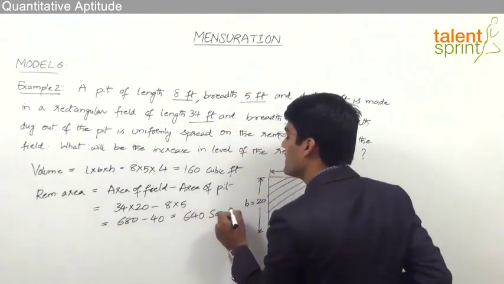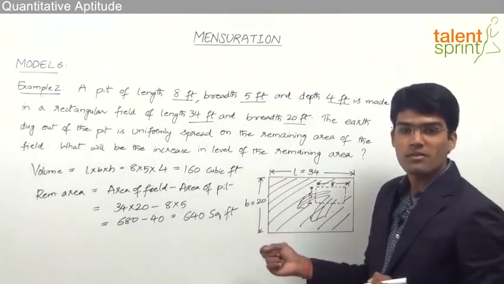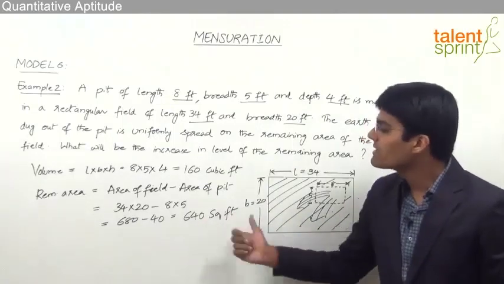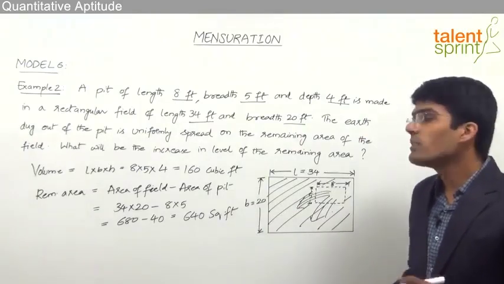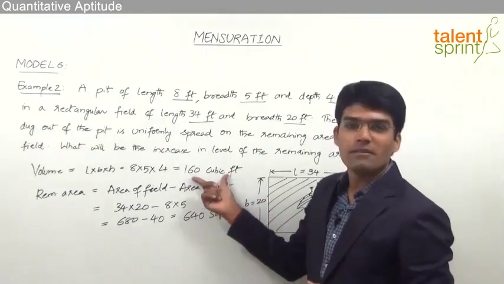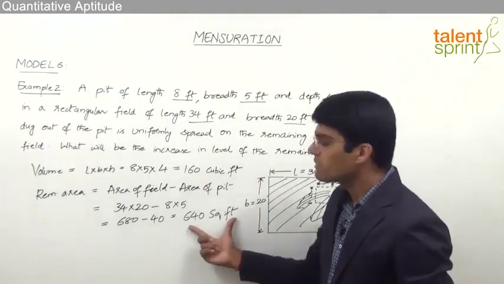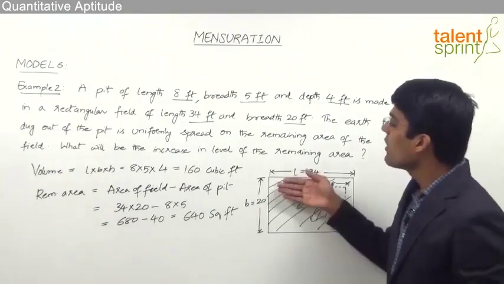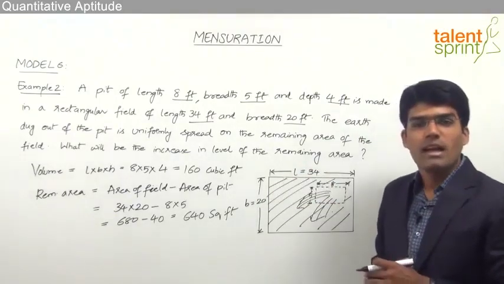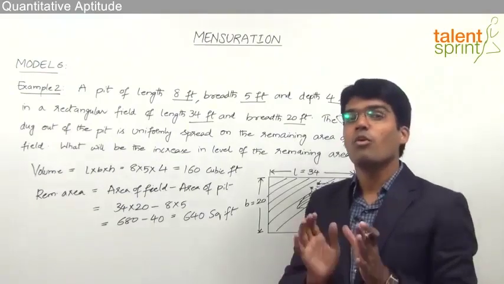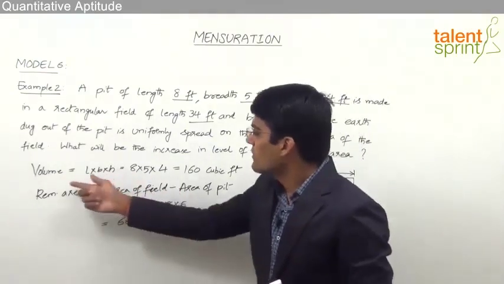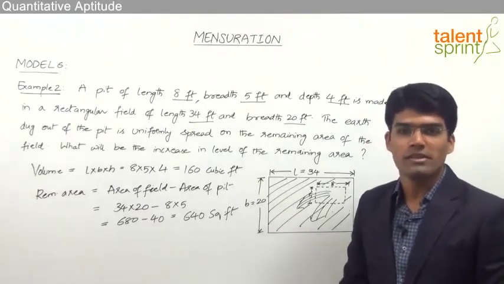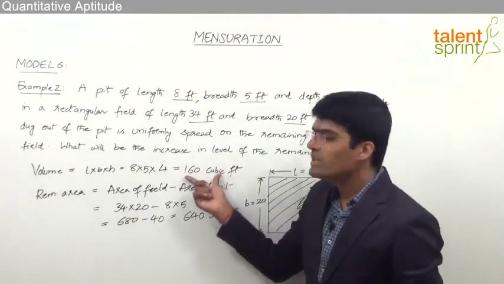640 square feet. Remember, this is area. Area is always measured in terms of square units. So because the lengths and breadths here are given in terms of feet, area will be 640 square feet. So now we know that 160 cubic feet of earth has been dug out and the remaining portion on which the mud is spread uniformly is 640 square feet. We have to find out what will be the increase in level. Again friends, going by the concept of volume being constant, whatever volume of earth that has been taken out, the same volume has to be spread uniformly over the remaining area. So one volume that we know is 160 cubic feet.